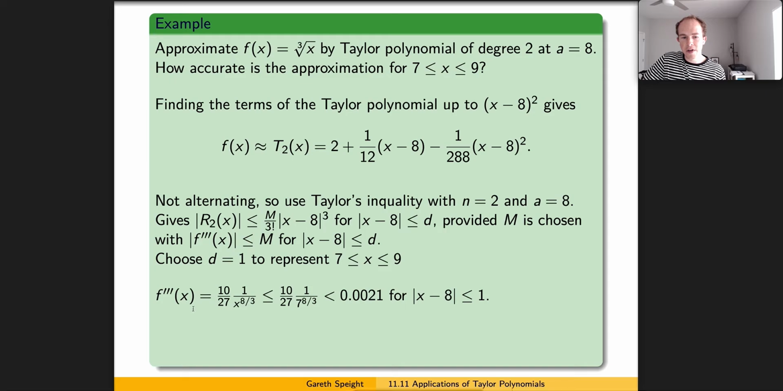What is the bound for the third derivative? We compute f prime, the third derivative at x, is going to be 10 over 27 times 1 over x to the 8 over 3. Just using the fact that f of x is x to the 1 over 3, we differentiate 3 times. This is what we get.